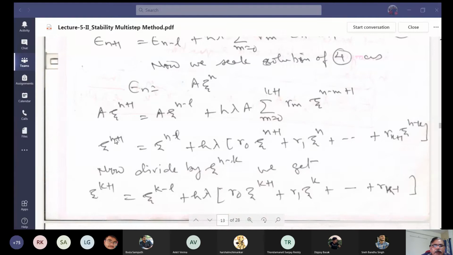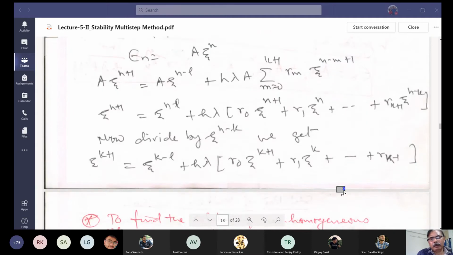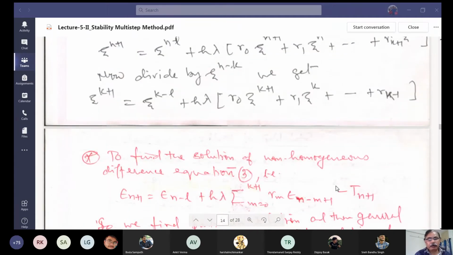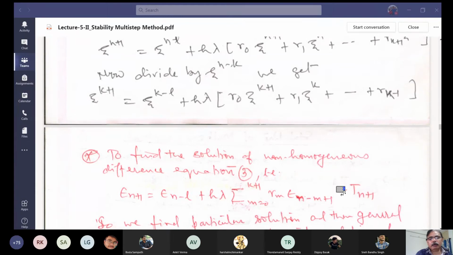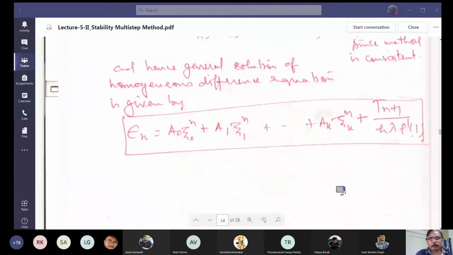So it is a xi to power n plus 1 equal to xi to power n minus L plus h lambda gamma naught xi to power n plus 1, and I have just opened that, up to gamma k plus 1 xi to power n minus k. So the lowest term is your xi to power n minus k. We divide by this, and once we divide, immediately we get xi to power k plus 1 equal to xi to power k minus L, and so on and so forth. So we get a polynomial depending on h. This is with the red, how to find the non-homogeneous solution, that is given. So I'm just skipping this part.